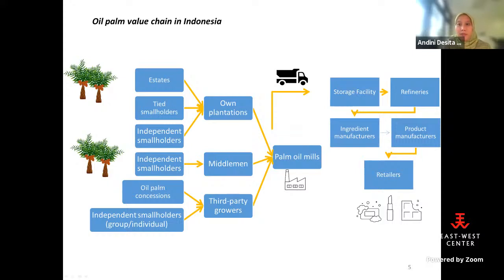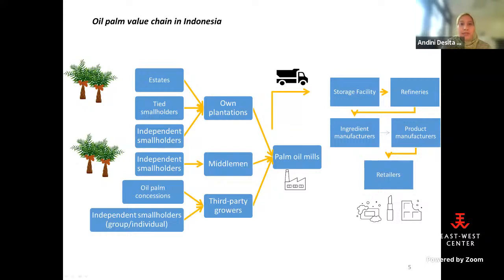Okay, so as we can see here, this is a simplified version of the oil palm value chain in Indonesia. I think this is not the latest version, but that's okay. As we can see here, the palm oil value chain consists of a wide variety of stakeholders. The left side of the graph shows the downstream actors, and the right side is the upstream actors.